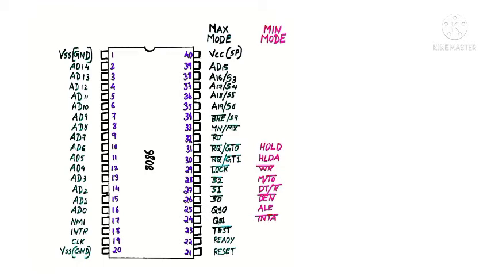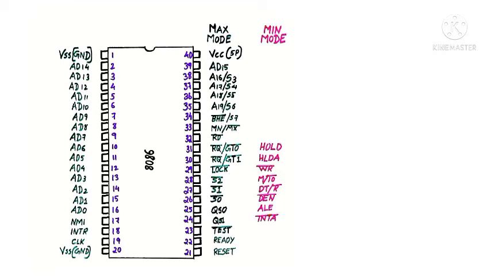Next are pin numbers 30 and 31, which are connected to RQ bar, GT1 bar and RQ bar, GT0 bar. These are request or grant signals, which are used by other processors to ask the CPU to release the system bus. These are all about the maximum mode signals. Now we will discuss the minimum mode signals. Whenever the value given to pin number 33 is 1, it will work in the minimum mode.